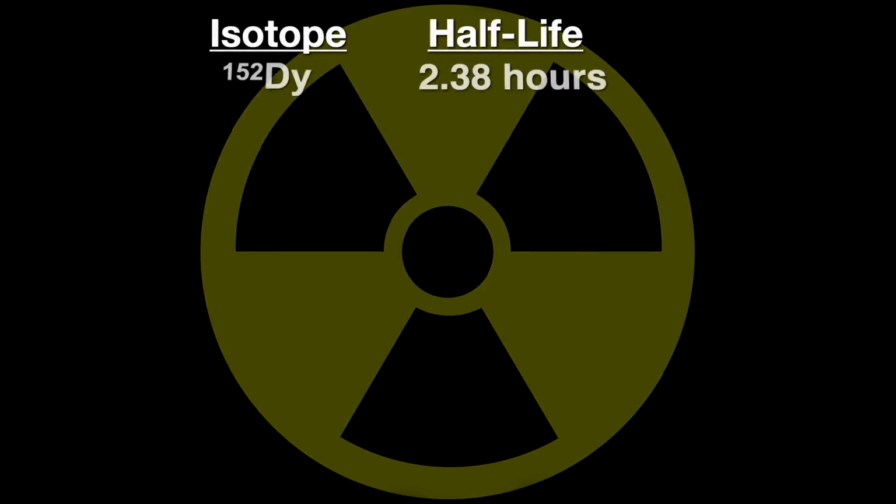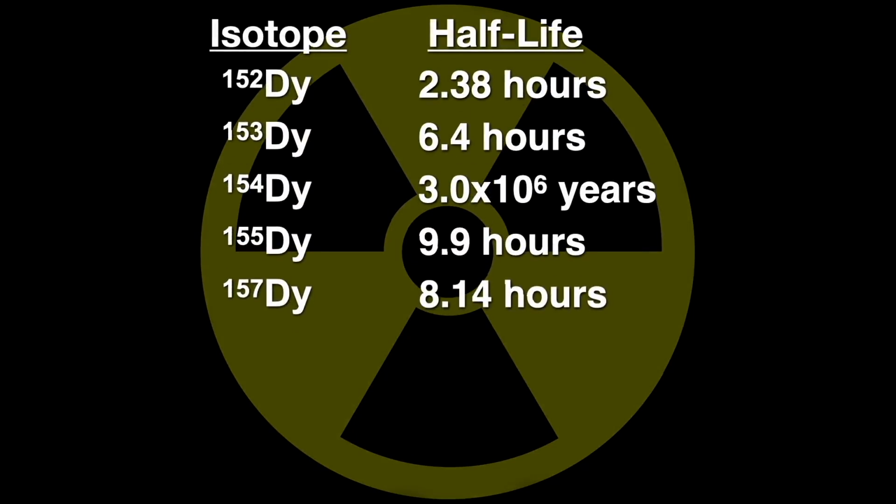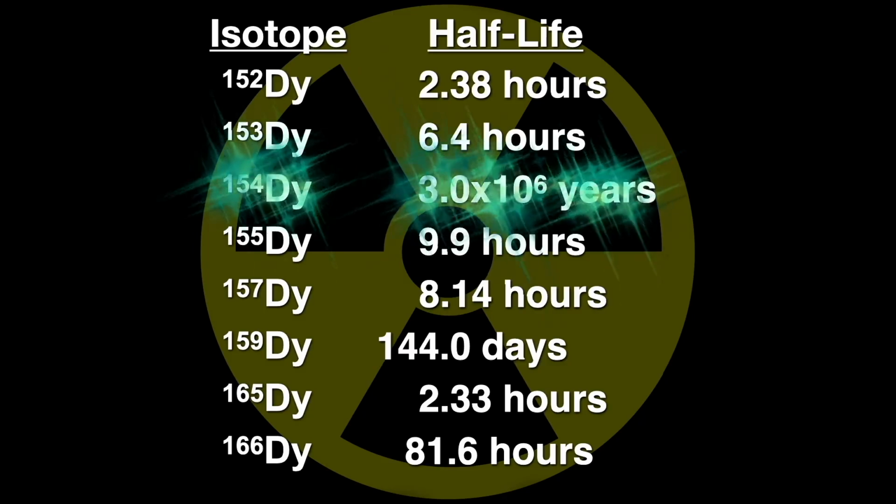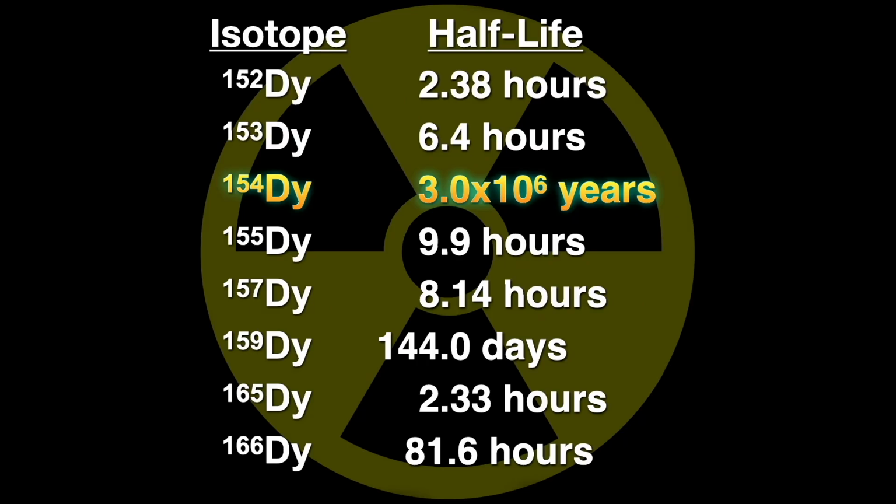Of the radioactive isotopes of dysprosium, these are the longest lived, the ones with half-lives over 1 hour. More about half-lives in the next slide. The longest-lived isotope is dysprosium-154, with a half-life of 3 million years.